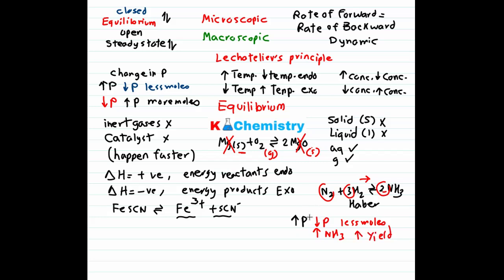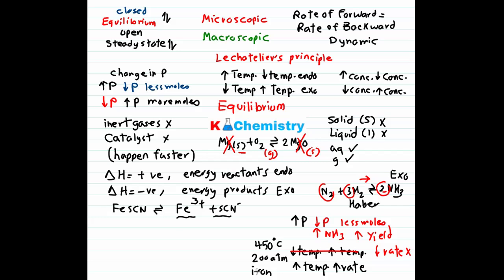Although if we want to increase the yield, it is better to decrease the temperature, because decreasing the temperature will make the system try to increase the temperature, so it will move to the exothermic direction, which is the forward direction. But decreasing the temperature decreases the rate of the reaction, which is not favored. So it's better to have a high temperature for this reaction, which will increase the rate of the reaction, because the rate of the reaction is more important than the yield. That's why the conditions of this reaction are 450 degrees Celsius and 200 atmospheres pressure, and finely divided iron as a catalyst to make this reaction faster.